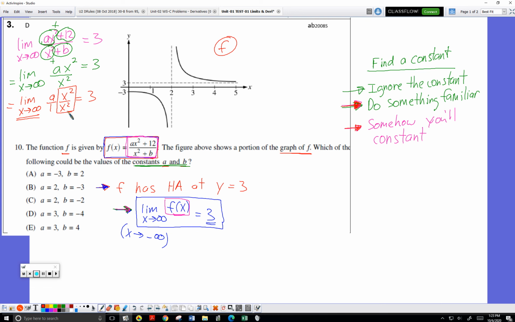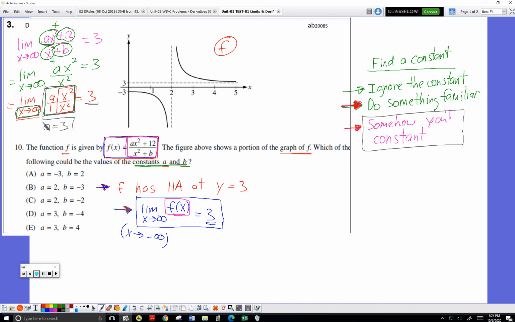But finding a limit means figure out what this equals when x approaches infinity. That's what it means to find a limit. Figure out what this will equal when x approaches infinity. I already know what this equals. It equals 3. Okay? The only way for that to equal 3 is, hey, look, it worked. I did not pay any attention to a, and I found a. A has to be 3.